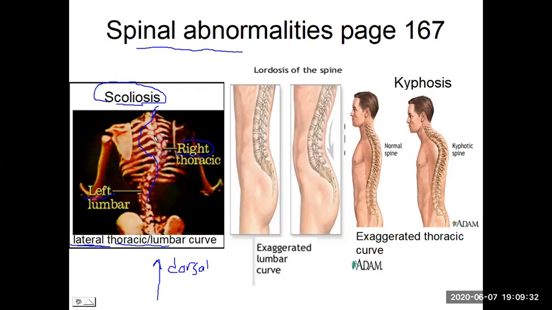But now, since the ribs connect to the thoracic vertebrae, you can see the rib cage is askew, and even the shoulder blades would be askew as well.